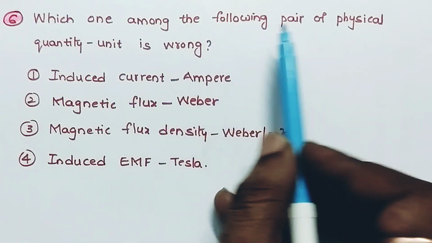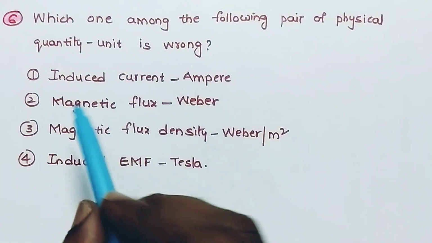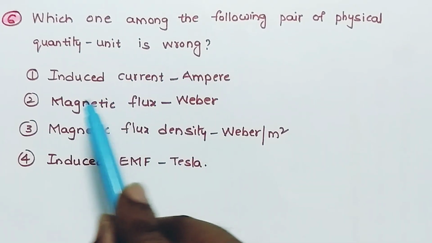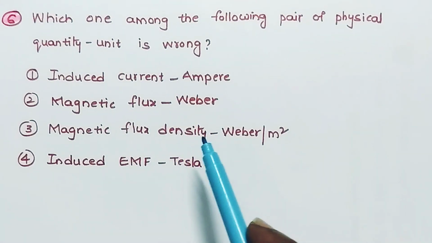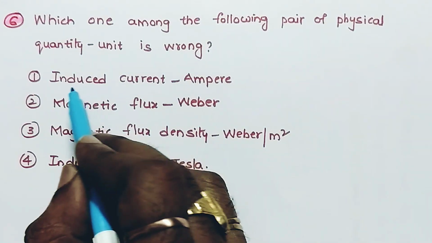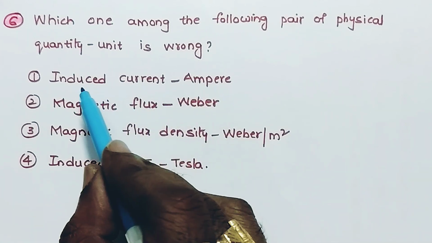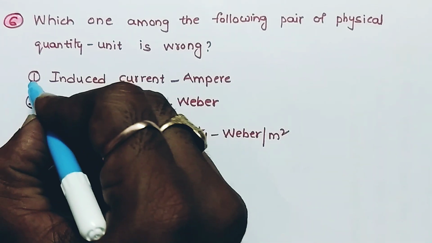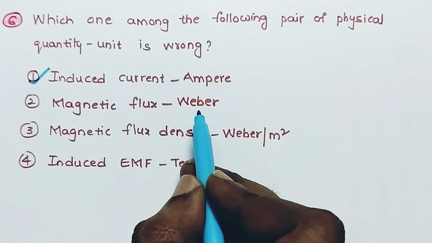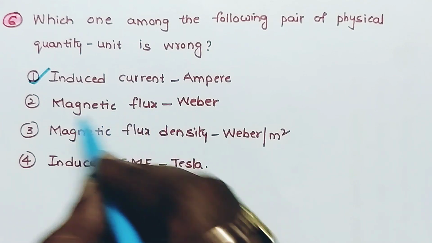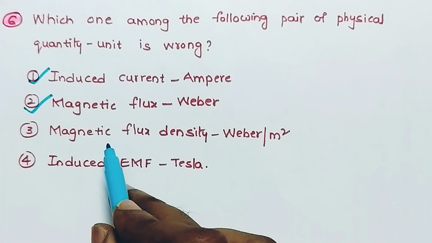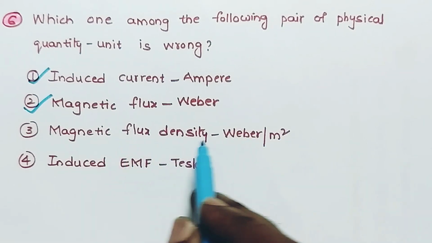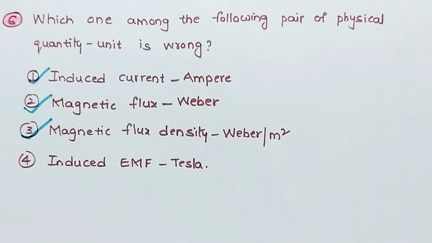Which one among the following pair of physical quantity and unit is wrong? Here one physical quantity and its unit is given. We have to find which one is wrong among four options. Induced current and ampere. So induced current is the physical quantity and ampere is the unit. So it is the right option. And magnetic flux, Weber. Weber is the unit of magnetic flux, and this is also correct. And magnetic flux density, Weber per meter square. Weber per meter square is the unit of magnetic flux density. So this is also correct.